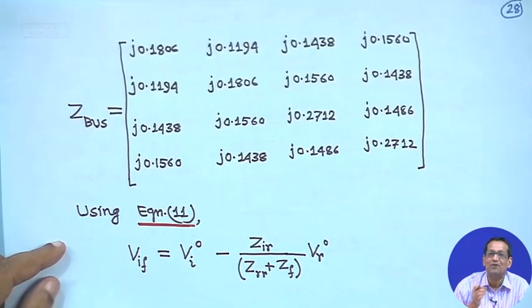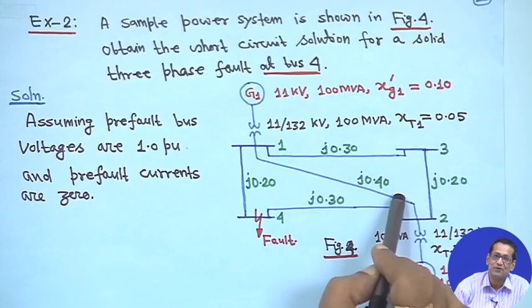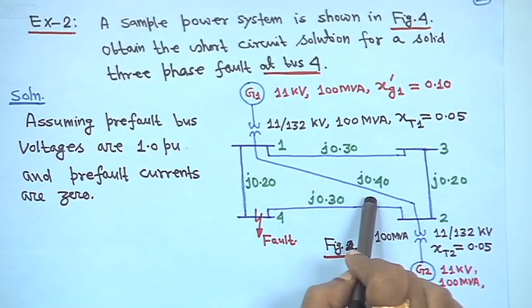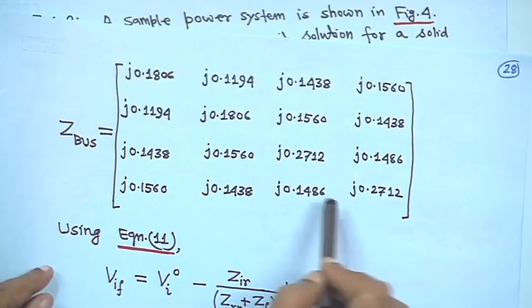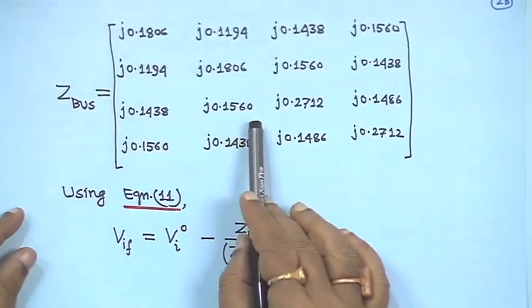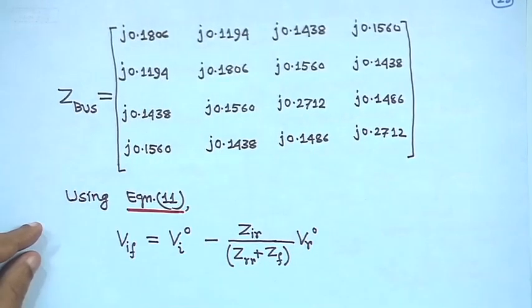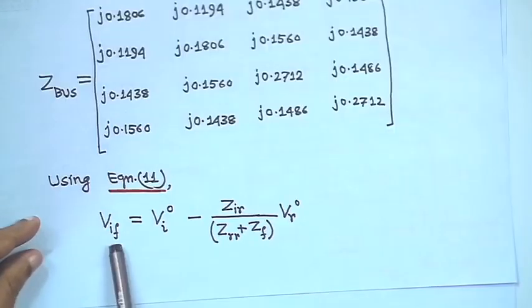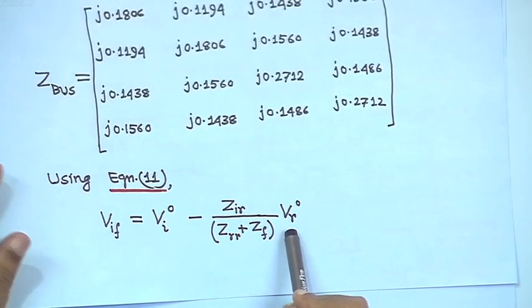Otherwise, one cannot solve the problem in the classroom. But when you construct the Y bus and take the inverse, for example in MATLAB, it is a 4 into 4 matrix, so Y bus inversion will not give any error, and this is actually your Z bus. It is a full matrix: Z11, Z12, and so on. From here you get all the Z elements, and it is a symmetric matrix. So, using equation 11, VIF is equal to VI0 minus ZIR upon (ZRR plus ZF) times VR0, right.